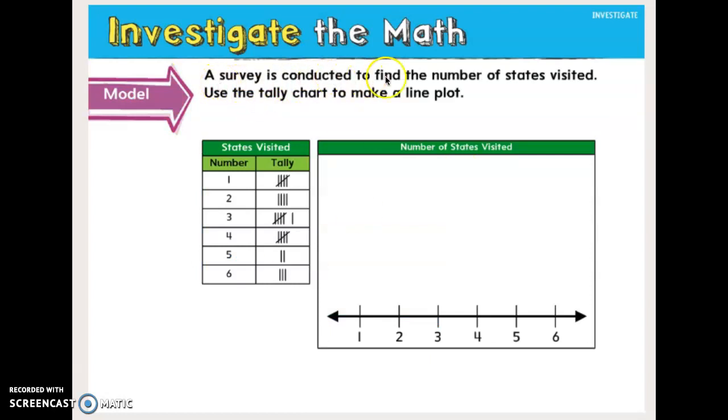A survey is conducted to find the number of states visited. Use the tally chart to make our line plot. So we're going to look over here. We have the states visited, so 1 state corresponds to this one right here. 2 states, 3 states, 4 states, 5 states, 6 states. So this would be states visited. Oh, I have to get my writing tool again. So the numbers here are the states.